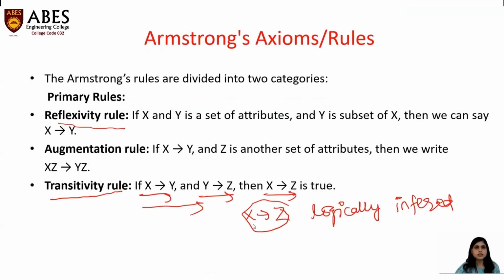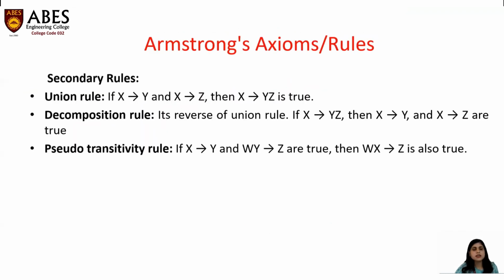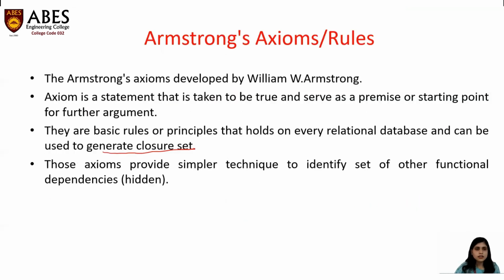So here we discussed two important categories of rules. First is primary rules, that is reflexivity rule, augmentation rule, and transitivity rule, with the help of examples. And then we discussed the next set of rules called secondary rules, which are union rule, decomposition rule, and pseudo transitivity.